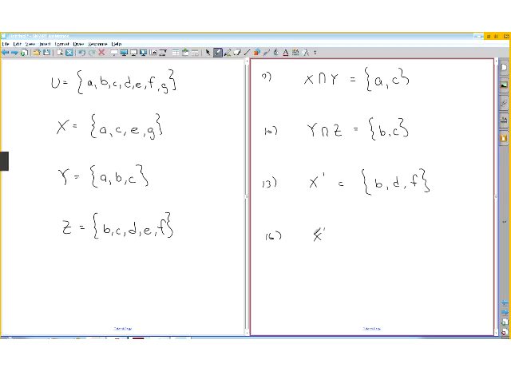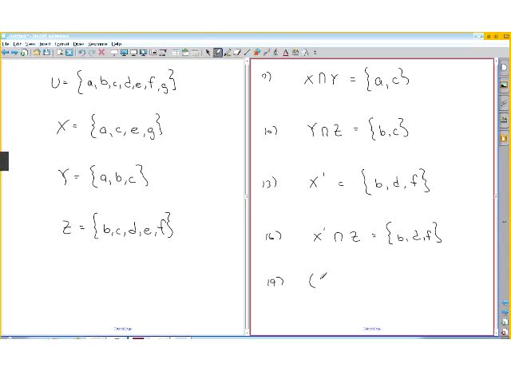Okay, 16. Complement of X intersect Z. Well, we have the complement of X, and we have Z, so we're going to look for common terms. We've got B, D, and F in the complement, and Z has B, D, and F as well, and this is the intersection. So it's going to be B, D, and F.